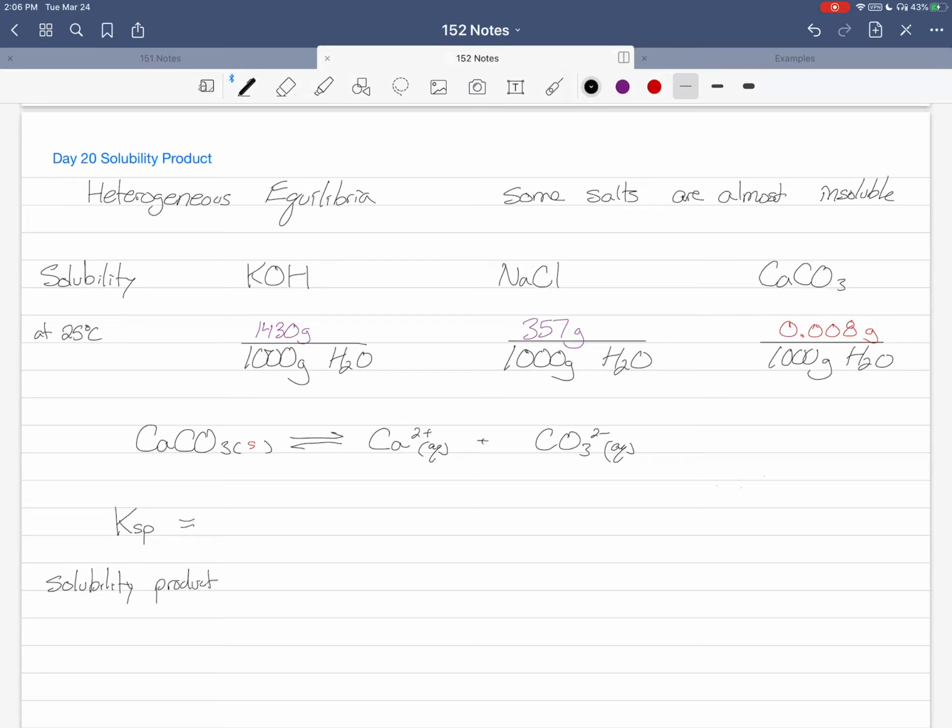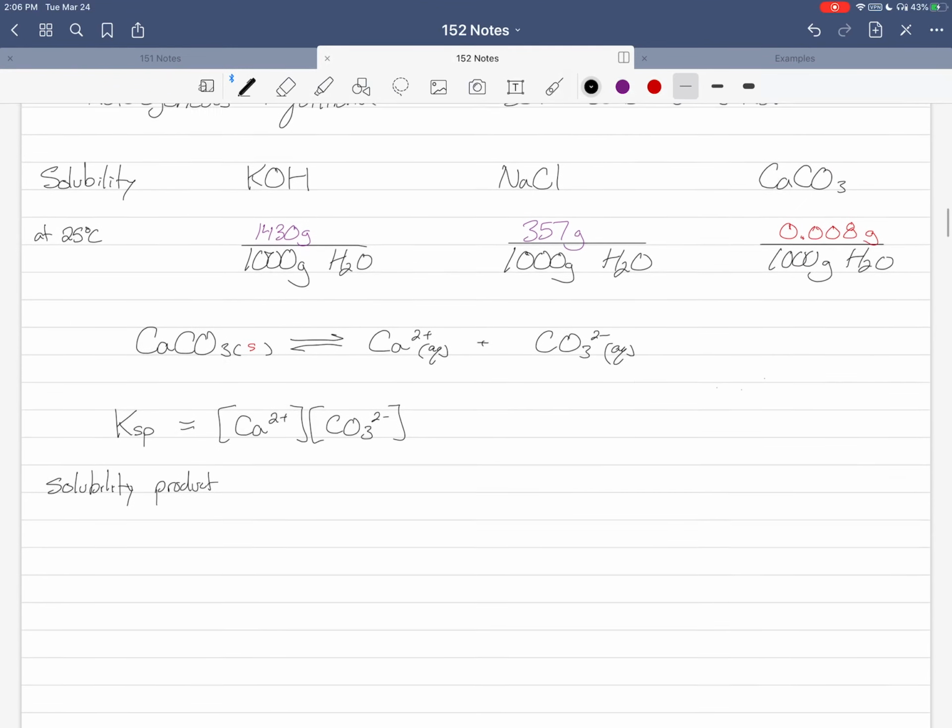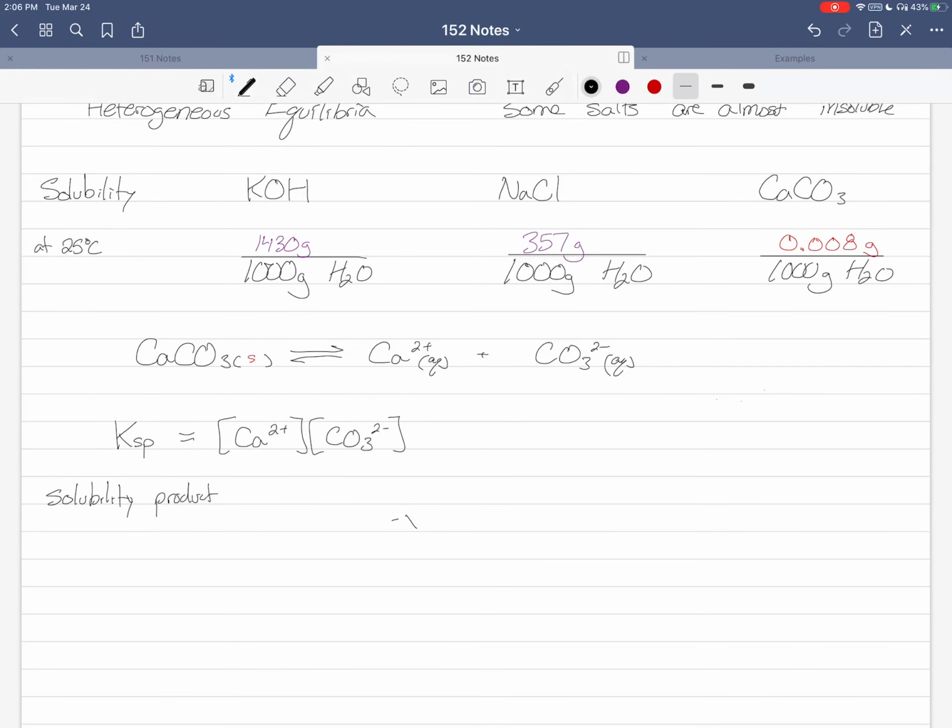Because if we write the equilibrium constant expression, this will be equal to the concentration of calcium 2 plus times the concentration of carbonate. We do not put the solid in the expression, right? So this solid, this calcium carbonate, does not go on the bottom because it's a solid. All right. So what happens is, as a result of this, there are very low concentrations of ions in solution.